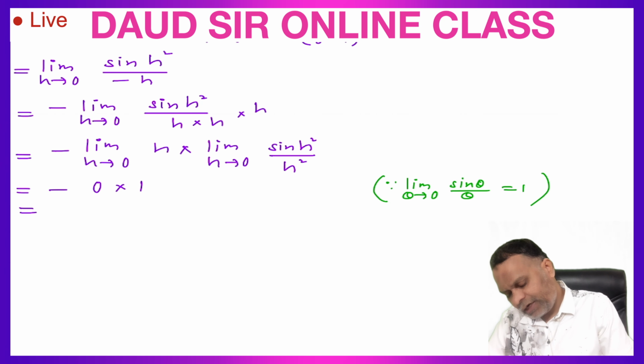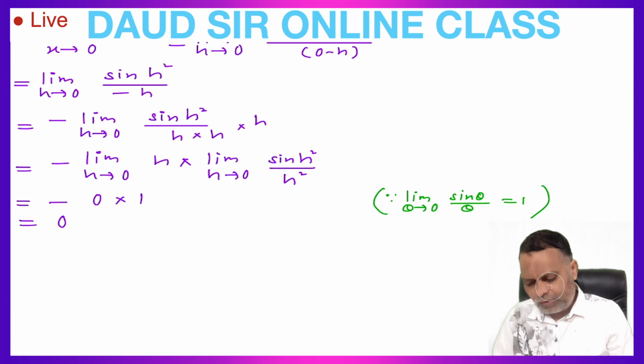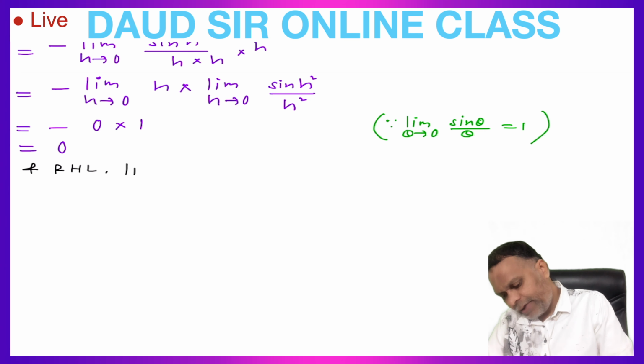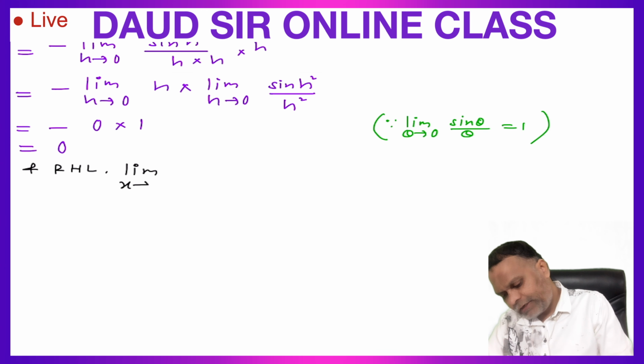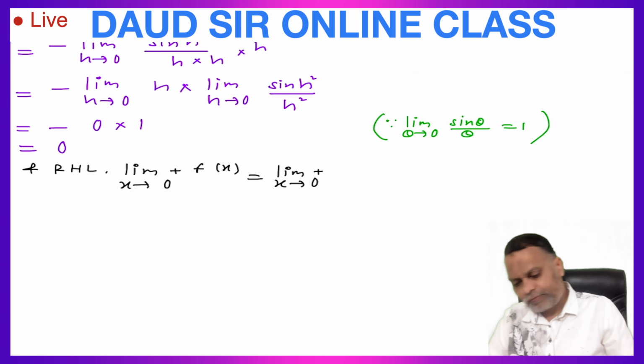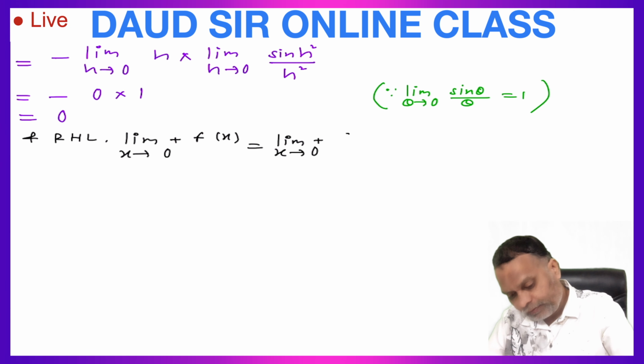Minus 0 into 1 is 0 only. 0 is neither negative nor positive. So left hand limit we have got 0, and now calculate the right hand limit. Right hand limit: limit x tends to 0 plus f of x is equal to limit x tends to 0 plus, take same function, sin x square upon x.